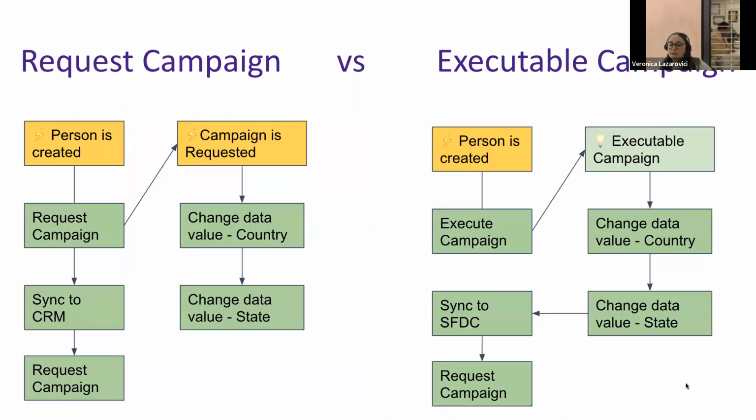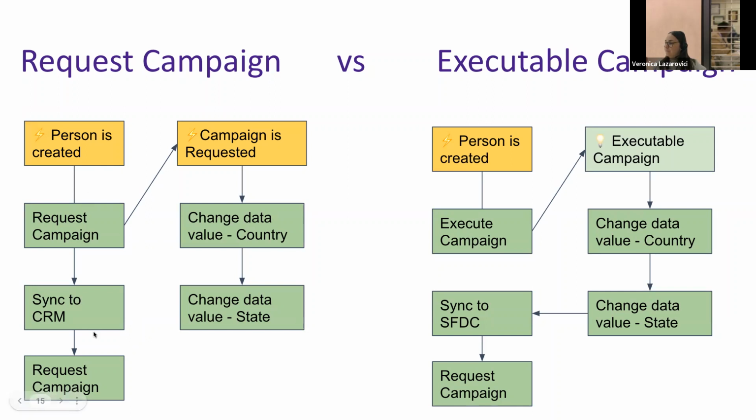All right, so the executable campaigns are basically a request campaign on steroids, an updated request campaign. So previous to this release, let's just focus on the left side of the screen here. Many users would work with request campaigns where you have a campaign, a trigger, like person is created. And then in the flow step, you will request a campaign that will maybe normalize the data, for example, the country or the state. And then the other flow steps in that campaign.